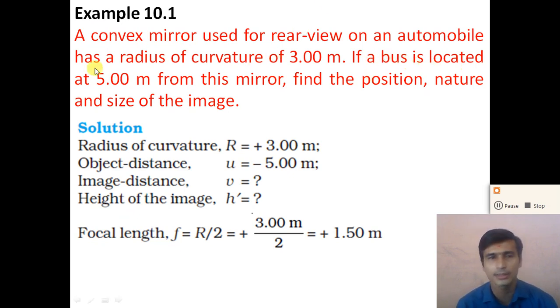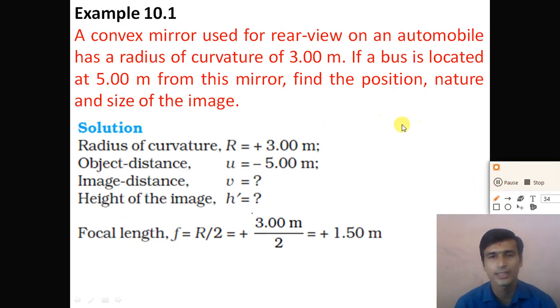If a bus is located at 5 meter from this mirror, find the position, nature and the size of the image. Now when the bus, that is our object, is placed 5 meter away from the mirror, find the position, nature and the size of the image. So here we need to find the image distance v, what type of image is produced, and how the image of the object is, right, larger or smaller. So see again the sentence.